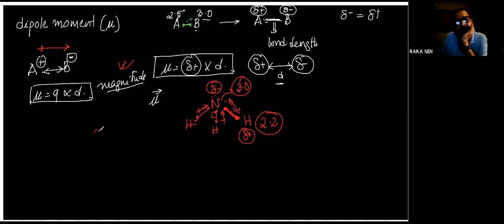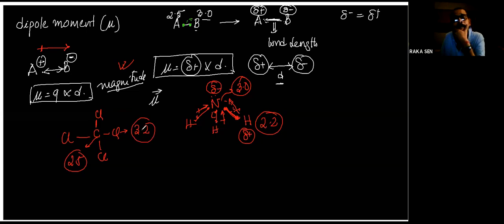Suppose you have CCl4. Then what happens? This will be my delta plus. The electronegativity value of carbon is 2.5, and the electronegativity value of chlorine is 3.2. Therefore, the electrons will be withdrawn in this particular direction. So here, chlorine will be delta minus, and carbon will be delta plus.